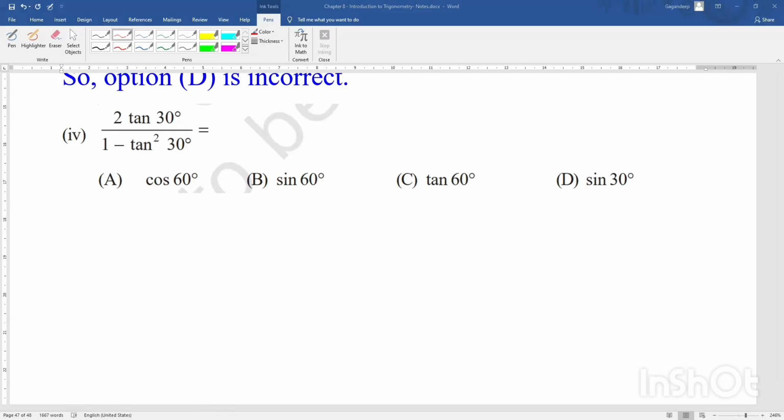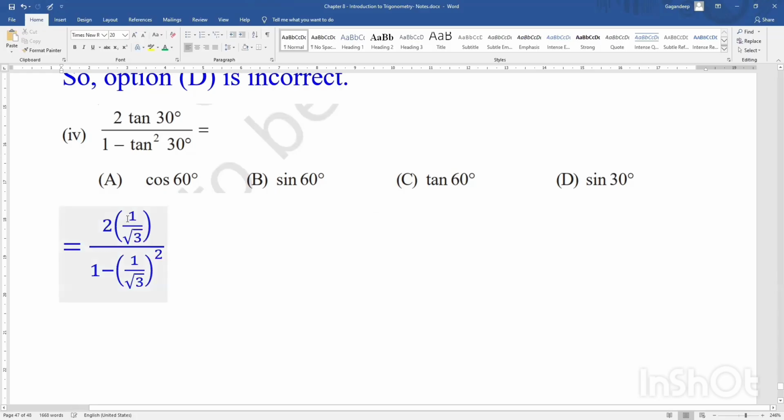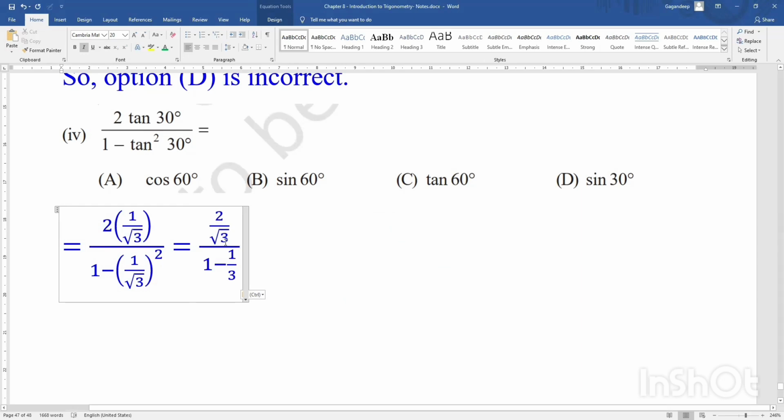So here we have 2 into 1 by root 3, 1 minus tan square 30. So tan square 30 is 1 by root 3, the whole square. Now 2 into 1 by root 3 becomes 2 by root 3, and the denominator would be 1 minus 1 by 3.